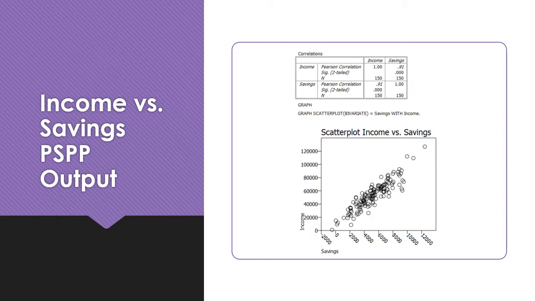This is the example of the income versus savings PSPP output, and you can see here very clearly that there is a positive upwards correlation between the income and the savings of individuals. Not a surprising finding that the more you earn, for most people, the more they save. Clearly we have some outliers here as well, but this is, I think, a fairly predictable finding with a p-value here that suggests it's highly unlikely that this is a coincidental correlation.